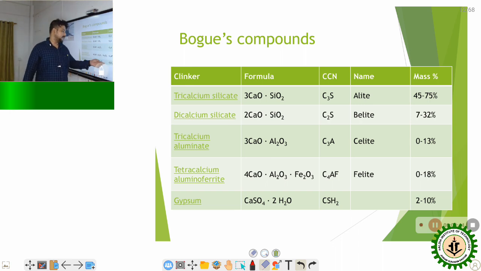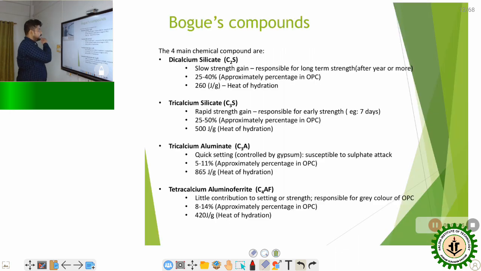CaSO4.2H2O, CSH2, is up to 10%. These are complex compounds, which are the constituents of clinker. Okay, let's talk about some Bogue compounds. There are 4 main Bogue compounds.